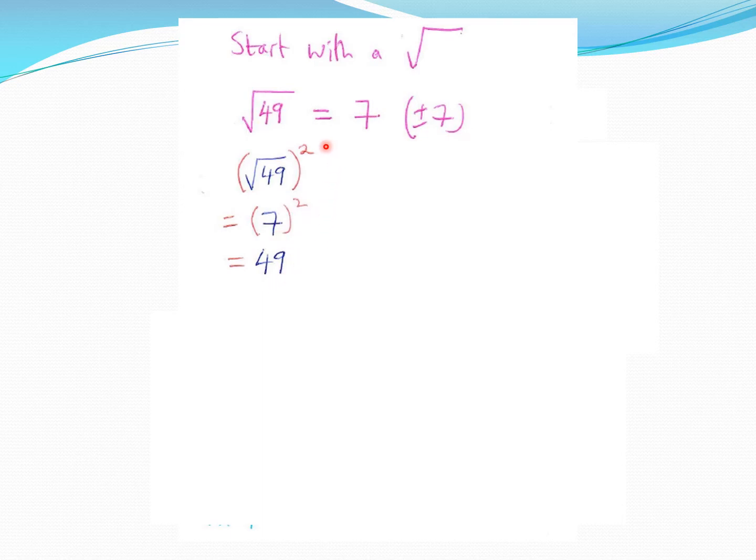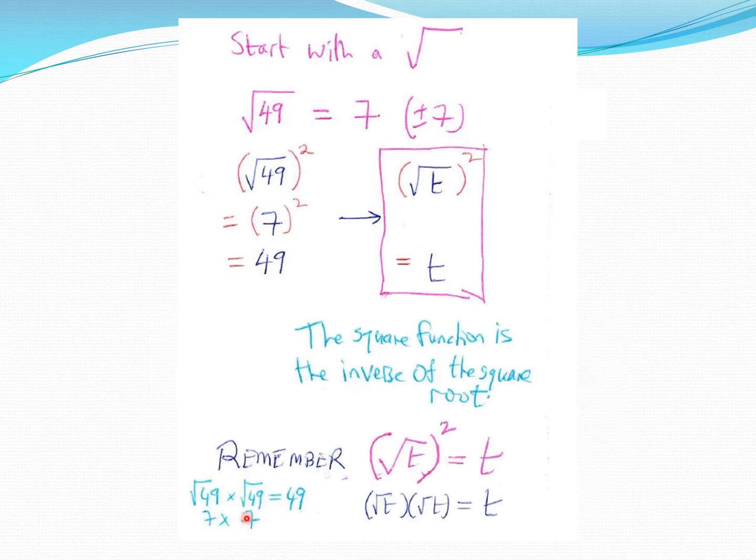So again, you see that the square is the inverse of the square root. So the square function sort of cancels out the square root function, and we're left with 49. So likewise, if we have the square root of t and we square it, we just get back t. And this works for any function. So squaring a square root cancels out the square root, as it were. So again, always remember this. If you have a square root and you square it, you get t.